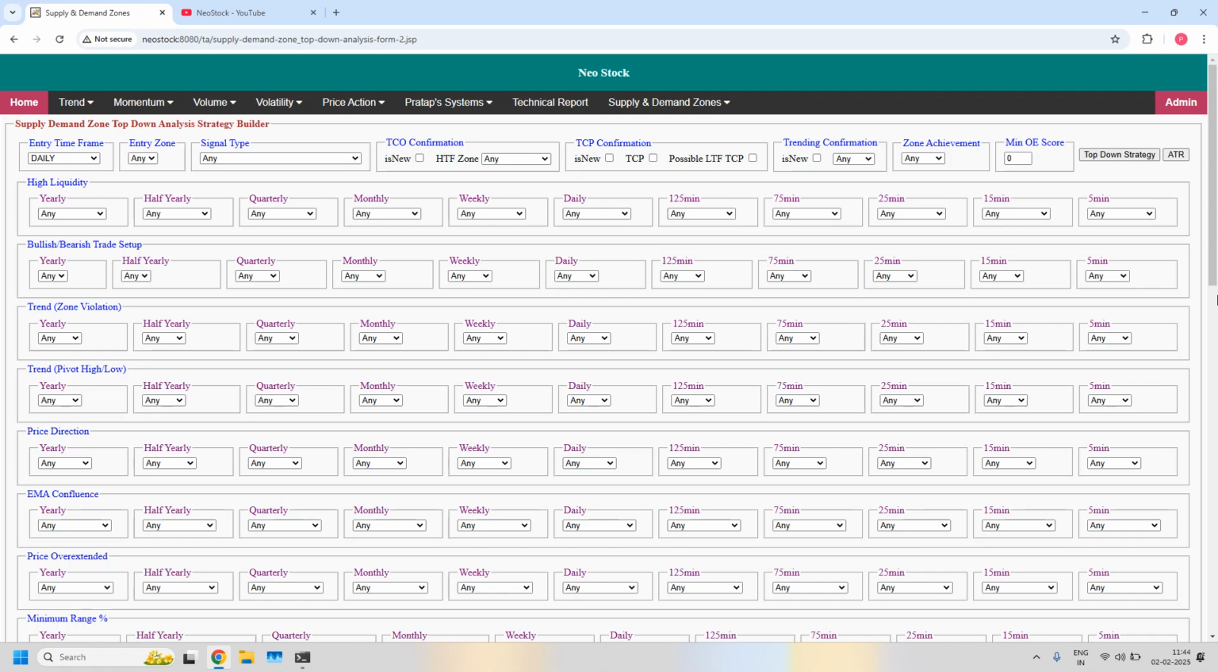And apart from that, we will generate stocks near demand and supply zones for different time frames, and price closed inside the demand and supply zones for the higher time frames from yearly until daily time frame. We will also identify daily and 75 minutes high liquidity zones. We will also identify bullish and bearish trade setups for monthly income trade, weekly income trade, and daily income trade. And finally, we will generate stop buffers based on daily ATR.